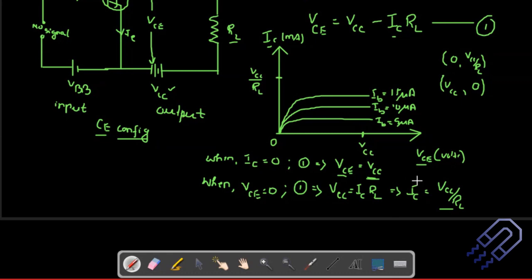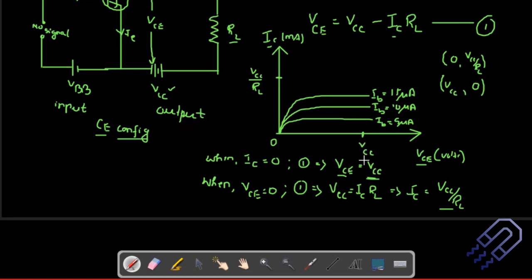Okay, let's just have a look at it again. We have this relation. We are going to find out 2 points on the y-axis and on the x-axis. If we want to find a point on the x-axis, y needs to be 0. So this y is 0, and then we need to find the value of x. For this, we make IC 0. We find VCE is VCC. So when IC is 0, VCC is equal to VCE.